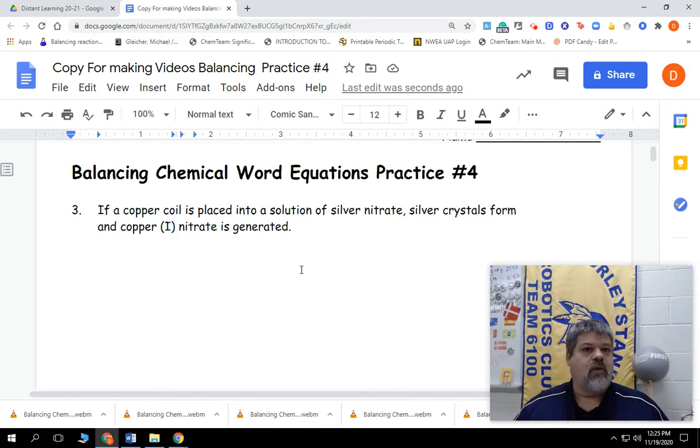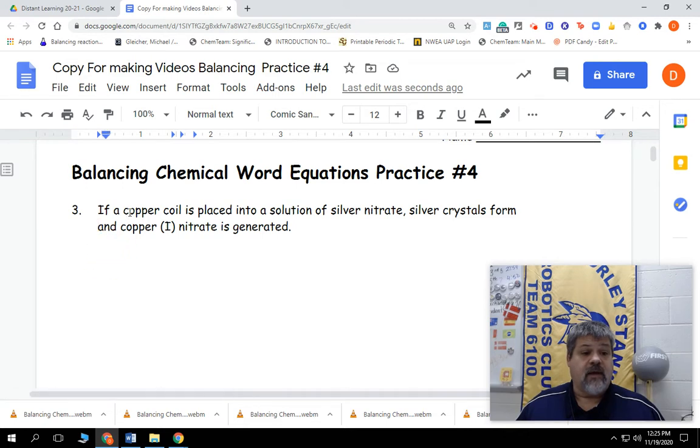This time we're working on problem number 3, and the word equation is: if a copper coin or coil is placed in a solution of silver nitrate, silver crystals form and copper 1 nitrate is generated. So we have to look at that. Copper by itself is put in silver nitrate. What's created are silver crystals, nothing but silver, and copper 1 nitrate. So we're going to go ahead and put those down.